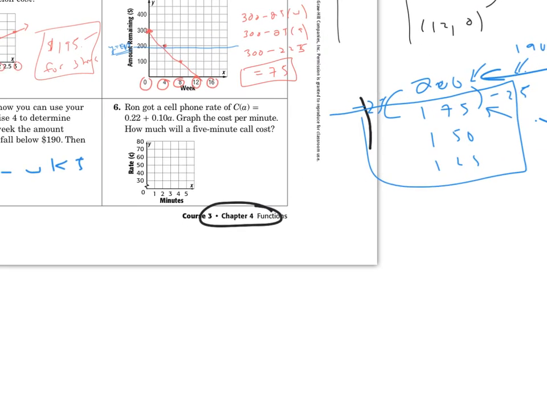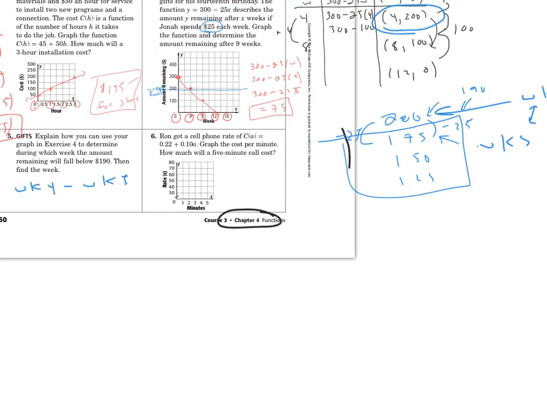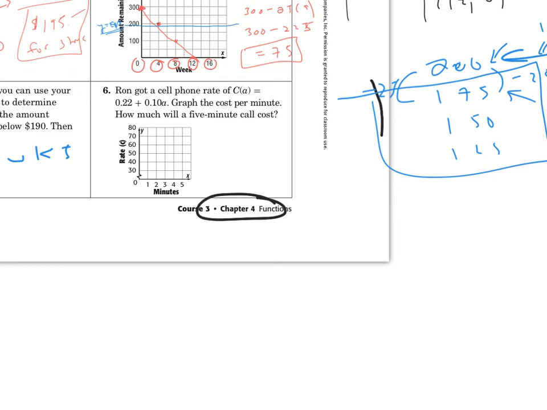Okay, and that's the answer to number 5. And then number 6 says, Ron got a cell phone rate, and the cost of the rate is equal to 0.22 plus 0.1 per minute. A, graph the cost per minute. I don't know why they didn't use M for minutes. B, how much will a 5-minute call cost?